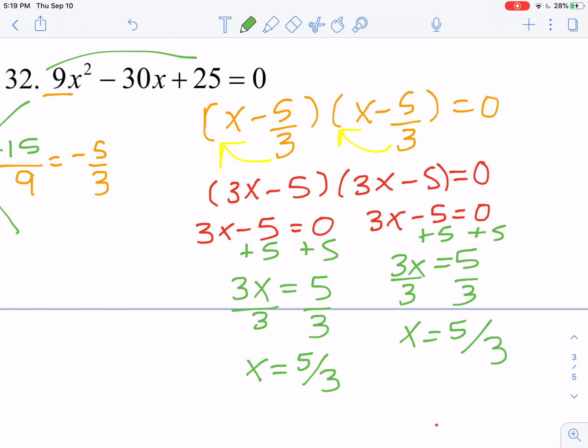Now, just because I get it twice doesn't mean it's two separate solutions. It's only one solution. We'll learn about what this means later in the semester. But we have one solution, and that is x equals 5/3.